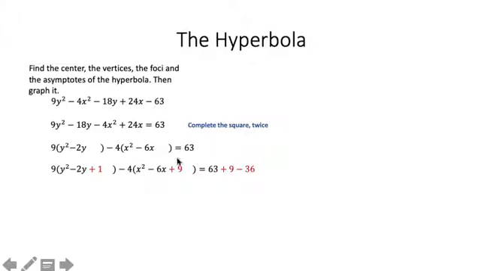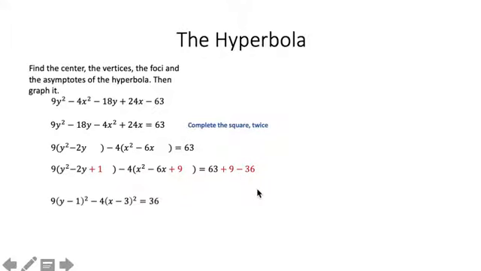So I added 1 and I added 9. But pay close attention to what got added over here on the right. If I'm adding 1 inside here, it's really like I added 9 because 9 times 1 is 9. So that's where this 9 came from. And if I add 9 inside this parenthesis, it's really like I subtracted 36. Negative 4 times positive 9 is a negative 36. So that's what I add, I'll put that in quotes, to the right-hand side, a negative 36.